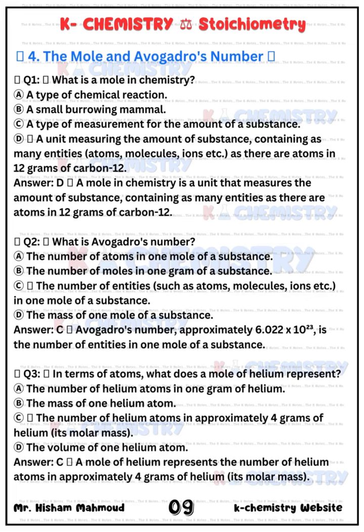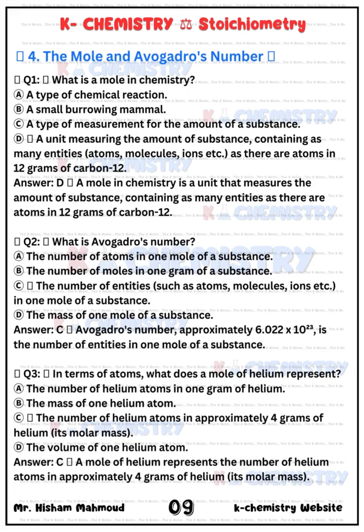This number is equal to something called Avogadro's number, which is the number of entities in one mole of a substance. It's a very big number. So in terms of atoms, what does a mole of helium represent? It represents the number of helium atoms in approximately 4 grams of helium, because this is the molar mass, and we will know that from the periodic table. We see that the atomic mass of helium is 4, so a mole of helium contains 4 grams of atoms.